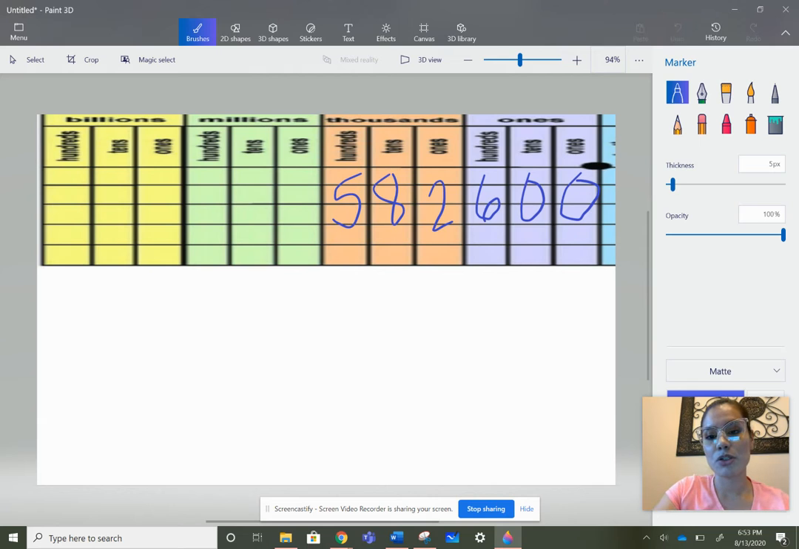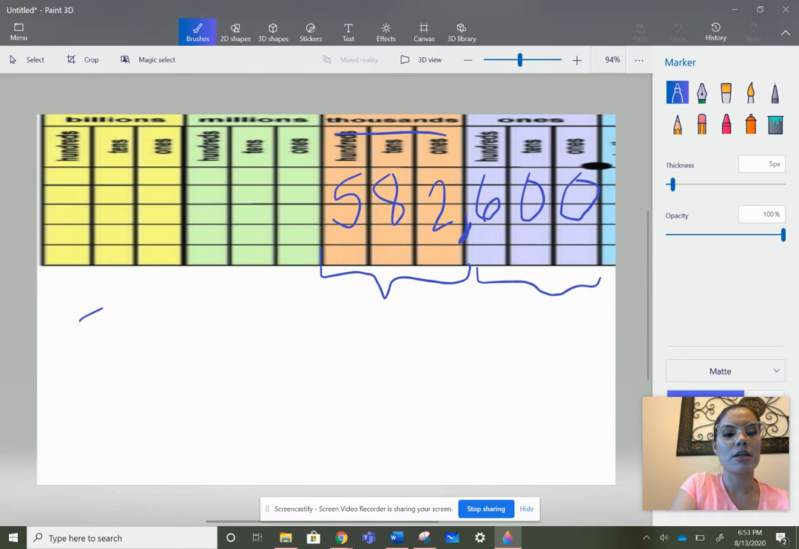So if we were going to read this number, again, we read the numbers in the period, and then we read the period name. So this number will be 582,600. So the expanded notation is taking each digit in the number and multiplying it times its value.